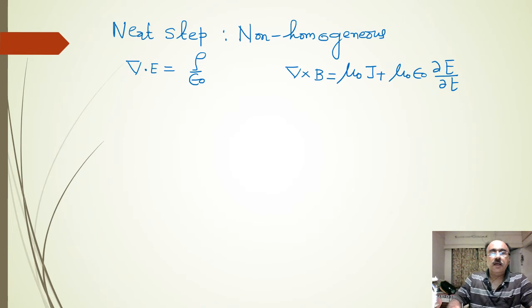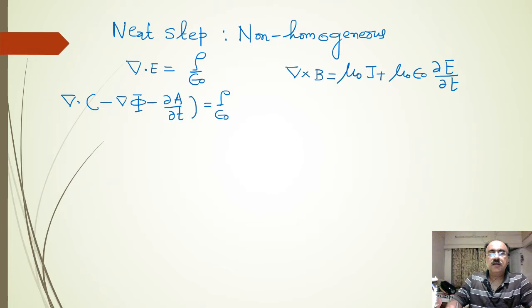Now, as we have seen, E has been expressed in terms of the vector and scalar potential. So we use that expression here, and then we can write divergence of minus gradient of phi minus del A upon del t is equal to rho upon epsilon naught.